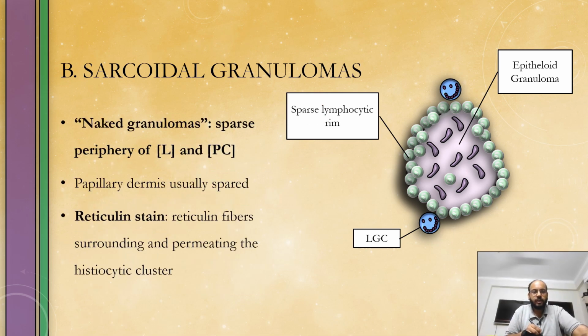Now, these sarcoidal granulomas are also known as naked granulomas. Why? Because they don't have a jacket of lymphocytes. Normal tubercular granuloma has a rim of lymphocytes. Sarcoidal granuloma doesn't have that, so they are known as naked granulomas. They have a sparse periphery of lymphocytes. The papillary dermis is usually spared. Okay, and you can use special stains like reticulin stain to localize the granulomas. Now, reticulin fibers are surrounding the granulomas. So, if you stain specifically for reticulin fibers, you can easily find out these discrete looking sarcoidal granulomas.